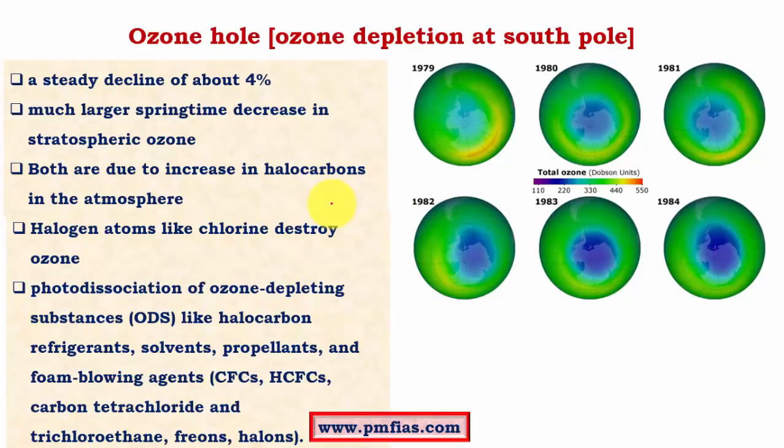So first let us understand what is the ozone hole. Ozone hole is nothing but the depletion of ozone at both the poles because of the presence of polar stratospheric clouds, which accentuate the reaction of halocarbons. Halocarbons are nothing but hydrocarbons where a hydrogen atom is replaced by a halogen atom.